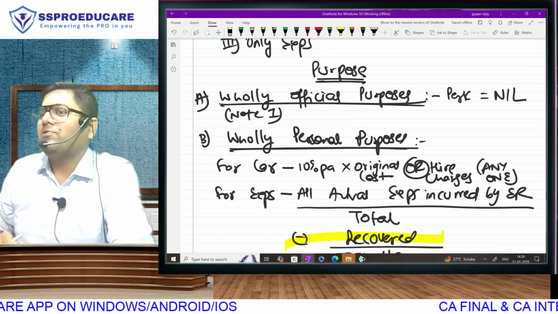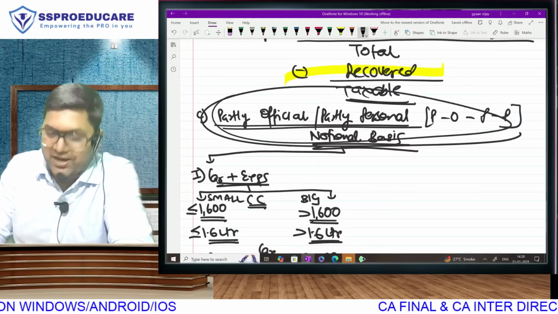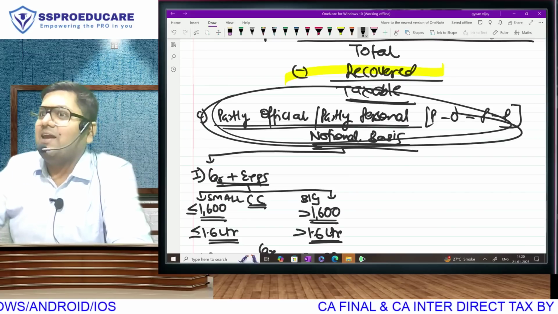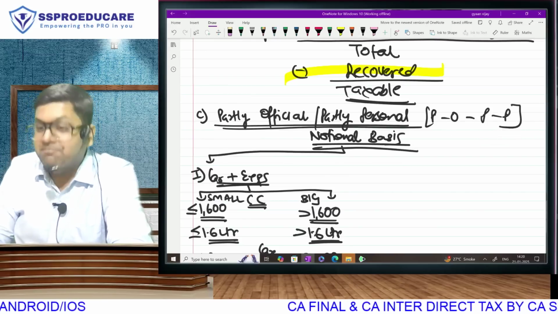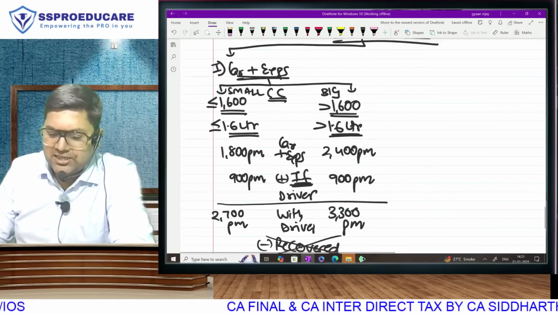Still it will be POPP. Because POPP is POPP without any breakup. 1% or 99% personal use. 1 kilometer or 1 lakh kilometer. Once it is a mixture, it will become POPP. Correct? Supposingly it's a small car.